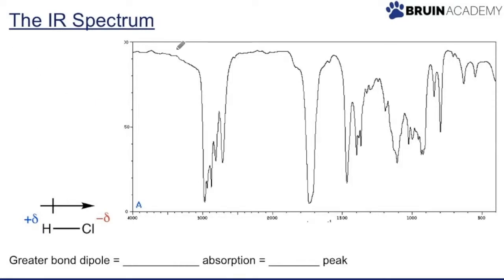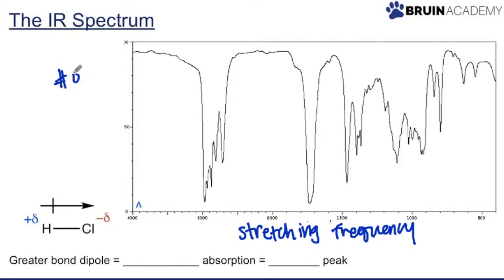So this is an example of what an IR spectrum can look like. It shows a lot of peaks, and these peaks represent peaks of absorption of these photon energies. If we were to label this axis right here, the one at the bottom is called the stretching frequency, whereas the y-axis is the number of photons absorbed. So I'm going to write that really quick.